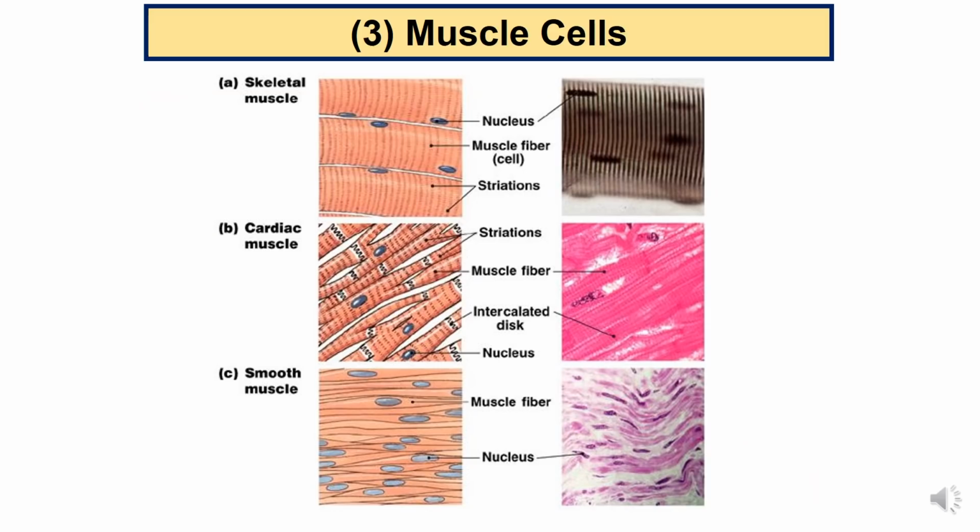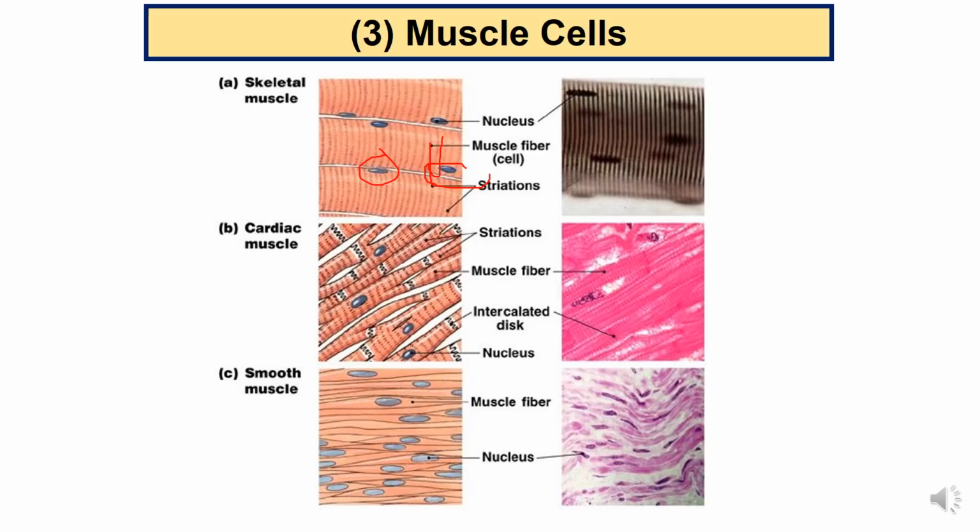The muscle cells or tissues are divided into three, which are the skeletal muscle, the cardiac muscle, as well as the smooth muscle. The skeletal muscle consists of bundles of long cells called muscle fibers. During development, skeletal muscle fibers form by the fusion of many cells, resulting in multiple nuclei in each muscle fiber.